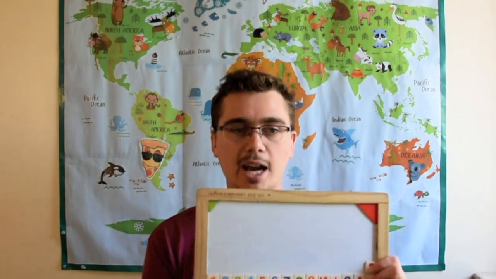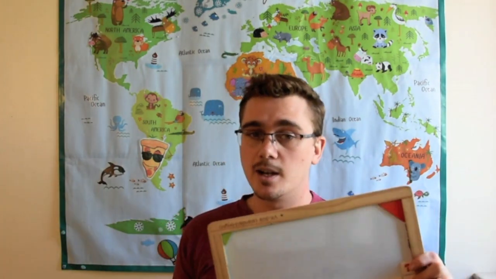I ordered this whiteboard off of Amazon, and it came with the magnets. But if you want to save some money, you could try creating your own whiteboard by laminating a white sheet of paper and then fastening it to something stiff like a clipboard.